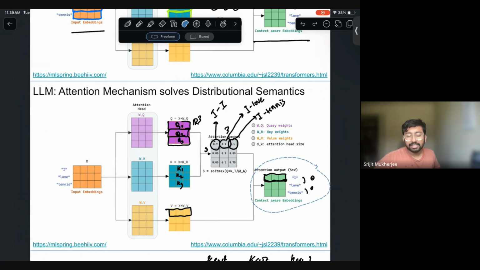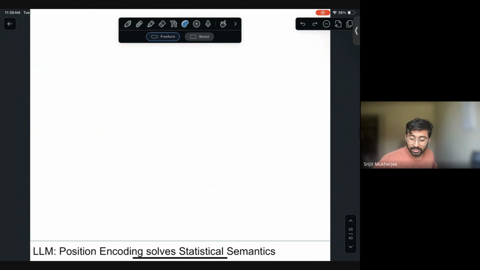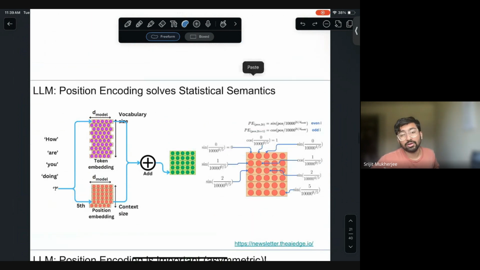So this is only about meaning, the relationship, the meaning. But there needs to be something about encoding, that I should come before love. The subject ideally in active tense should come before the verb, right?